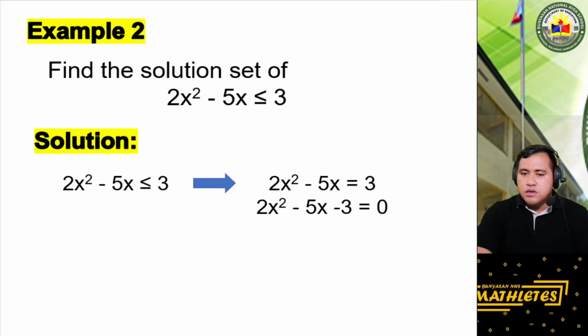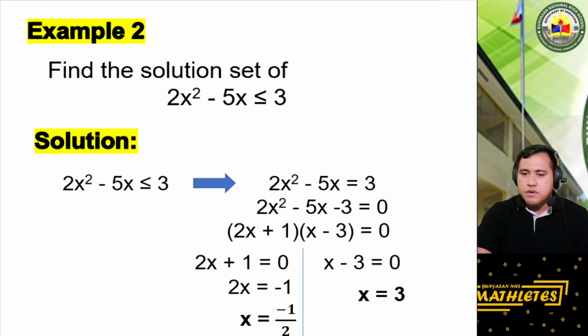Okay. So we have 2x squared minus 5x minus 3 is equal to 0. That's the standard form of our quadratic equation. Now we can solve that one in this case. So we use factoring. As I've said, you can use any method in solving this quadratic equation. Now, I use this factoring.